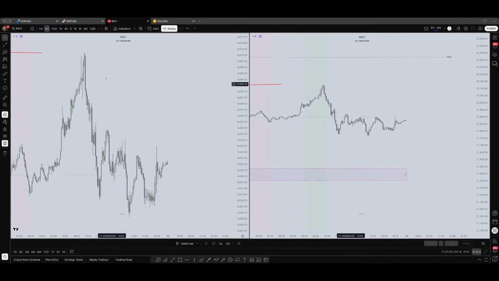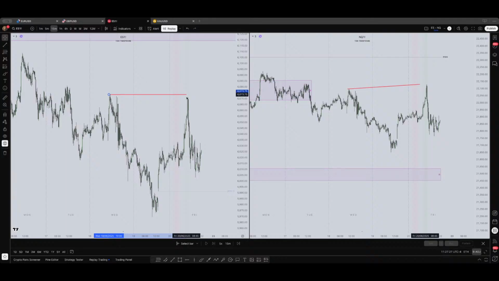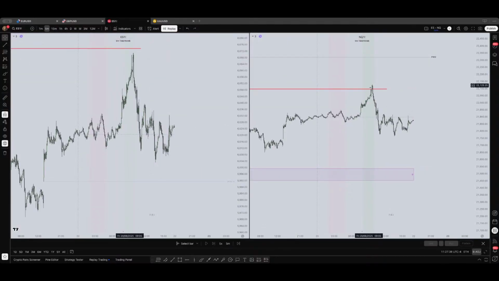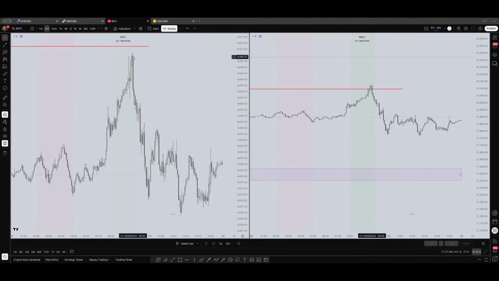So if you put this in your charts, you put this line like this and this like this, very horizontal, straight lines, you see how Nasdaq went through it and ES had trouble. And right when price, this is 9:30, this is 9:50.